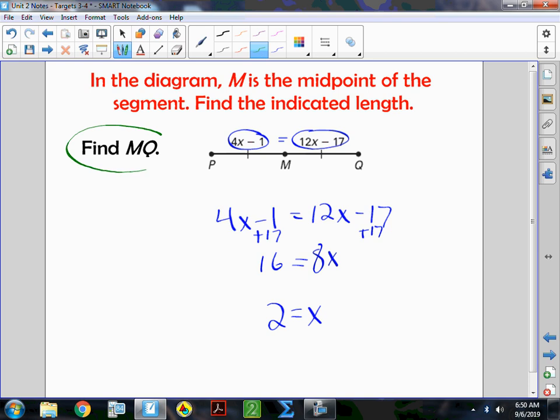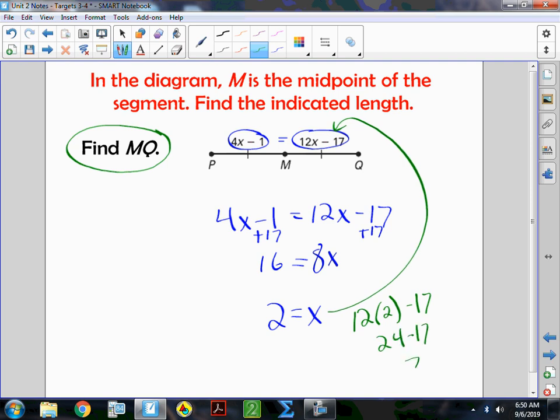Always in geometry, you need to make sure we answer the question. The question is find MQ. So if x is 2, then it gets plugged in right there. So 12 times 2 minus 17 is 24 minus 17, which is 7. So we would say MQ equals 7.